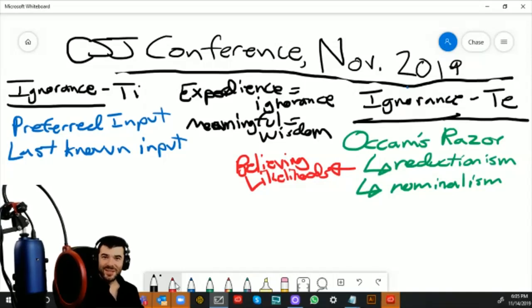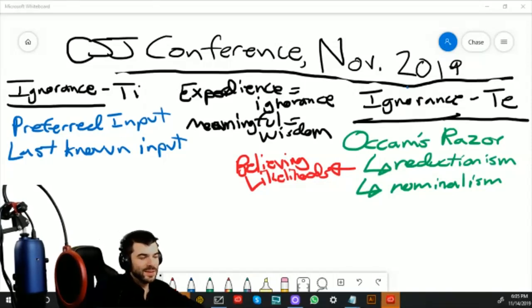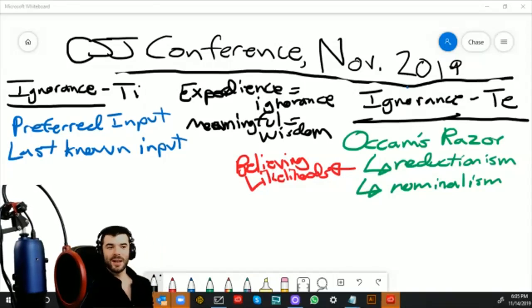So doing the opposite of these things, right? Believing likelihoods, reductionism. Oh, and nominalism. I'm going to slam TE users for this. I love this part. Nominalism. It's a philosophy, not a fact. These are philosophies, principles, not facts.